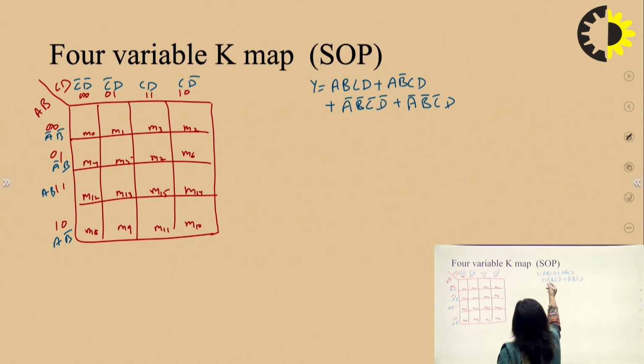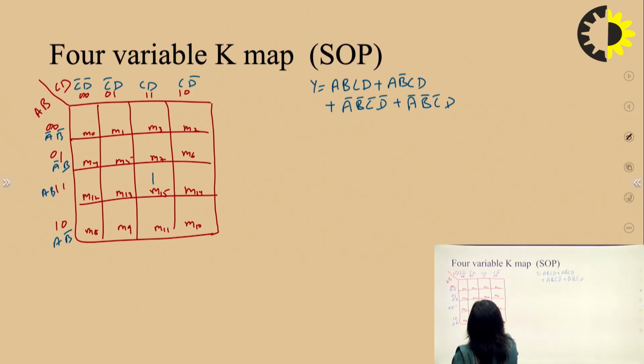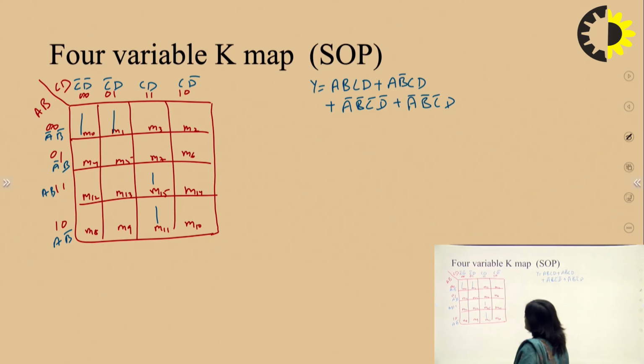So ABCD, like all ones. ABCD, this is the ABCD cell. A B bar C D, which means 1 0 1 1, is this cell. After that 0 0 0 0 is this cell, and 0 0 0 1 is this cell. So we have put all the values of ones in the K-map.